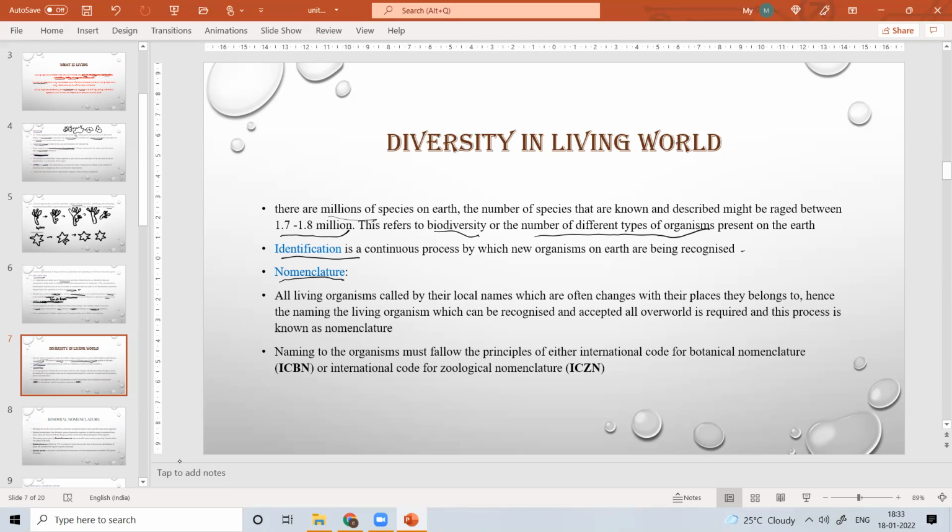If an organism is recognized as new, then we need to give it a name. All living organisms are called by their local names, which often change with the places they belong to. So all living organisms generally have their local names.